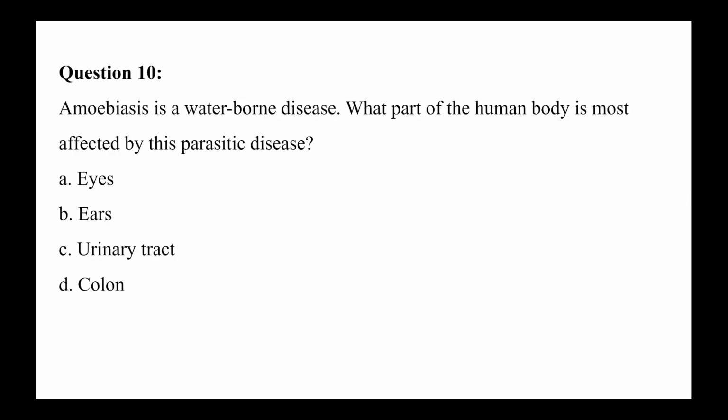Moving on to the next question, question number 10. Amoebiasis is a waterborne disease. What part of the human body is mostly affected by this parasitic disease? Option A, eyes. Option B, ears. Option C, urinary tract. And option D, colon. Eyes, ears, urinary tract, or colon.